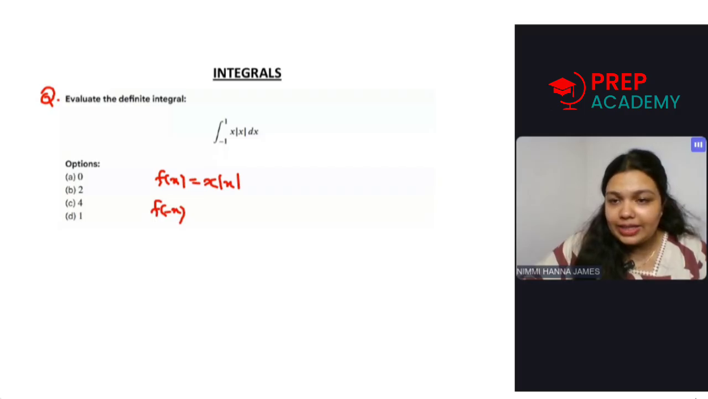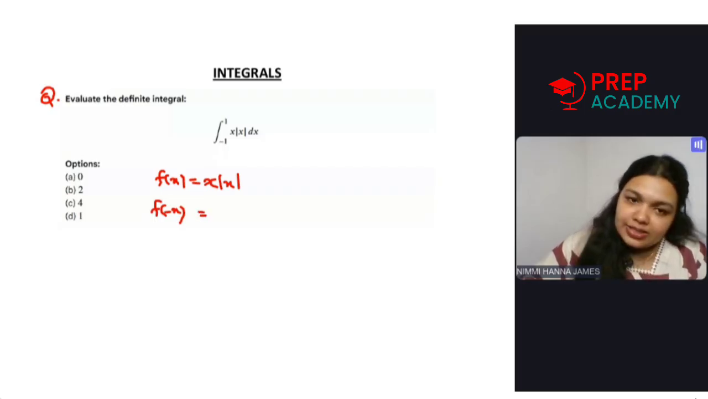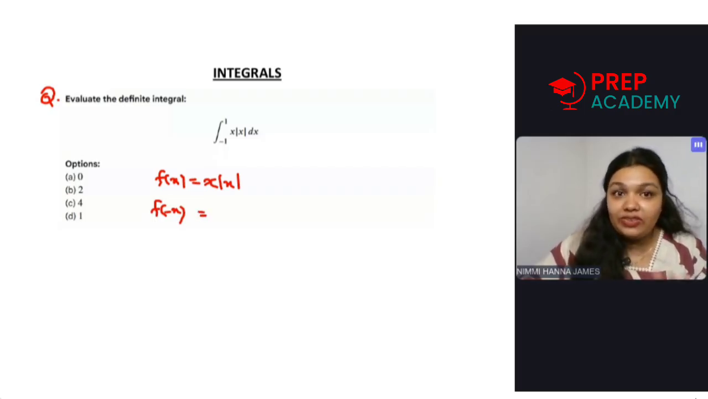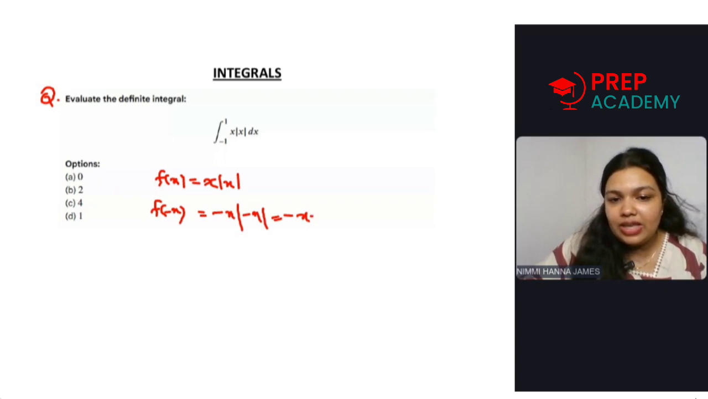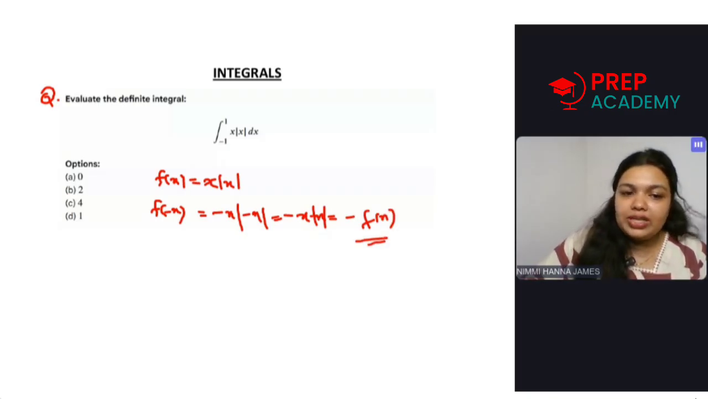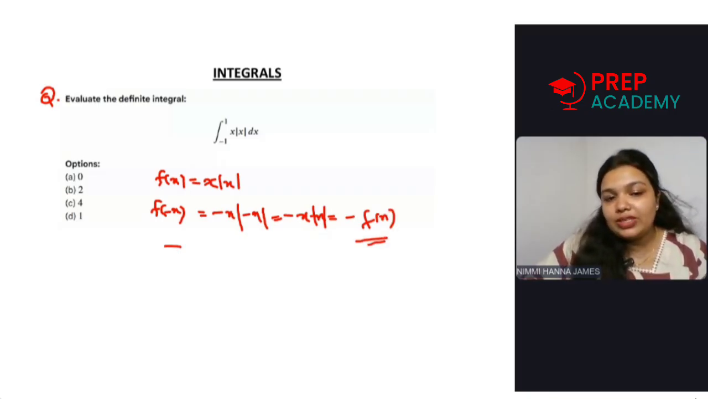So we are checking if it is odd or even. Take f of minus x, which means substitute minus x wherever we see x. So minus x mod minus x. When we take the mod of minus x outside, it becomes mod x. Okay, so mod of minus x is equal to mod x, which means it is minus f of x. So f of minus x is equal to minus f of x. That means it is an odd function.